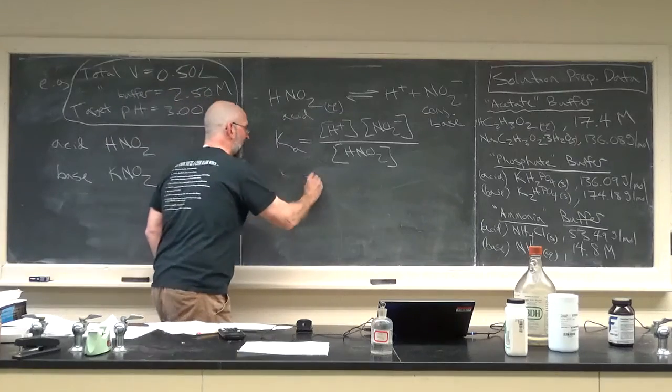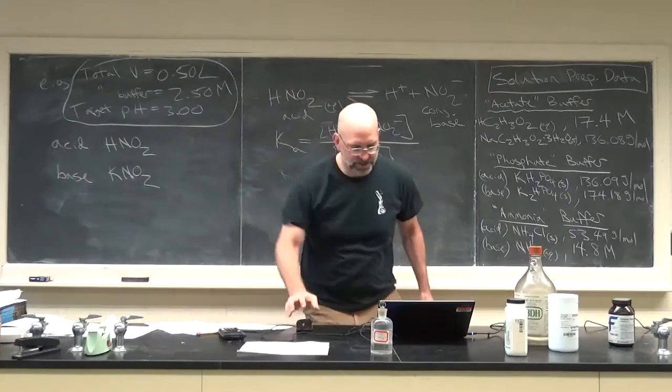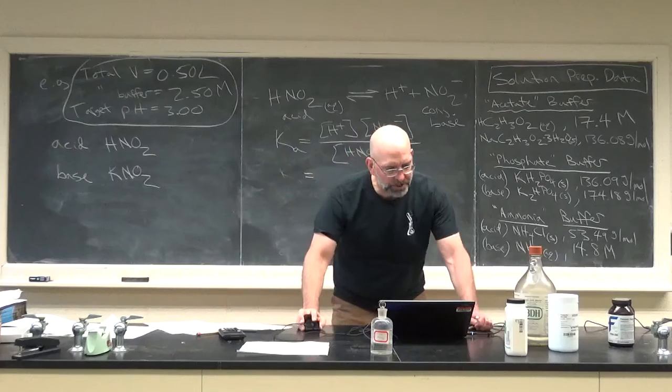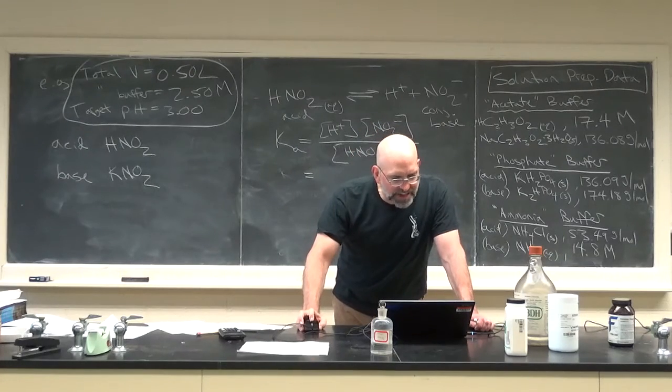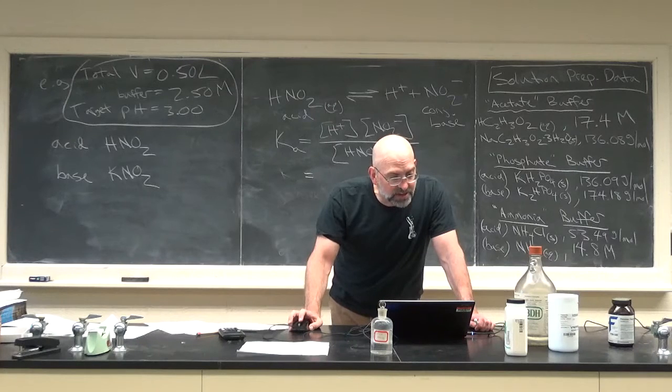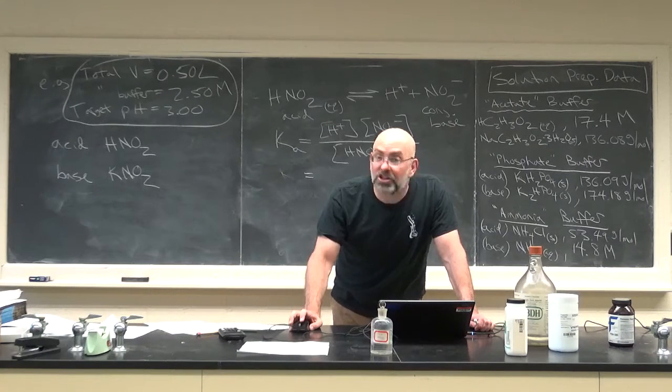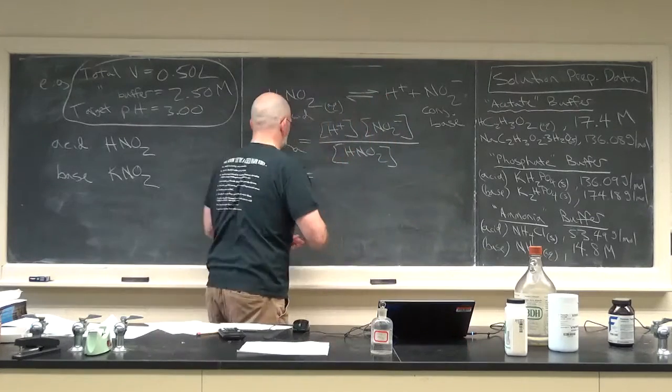And if you look that up on a table, and I just lost my table, here we go. Nitrous acid, the Ka, the acid dissociation constant, is 4.6 times 10 to the minus 4. This is table H.